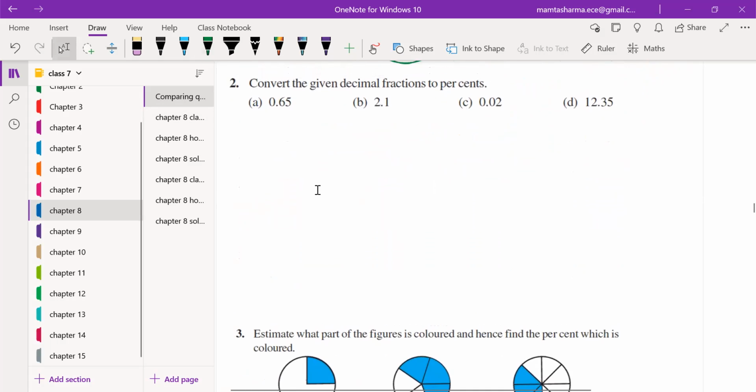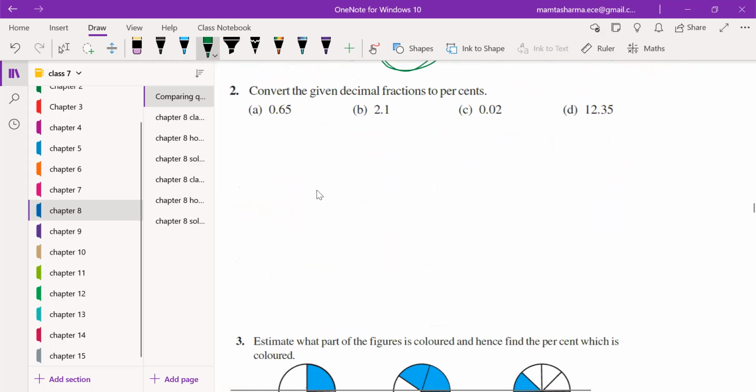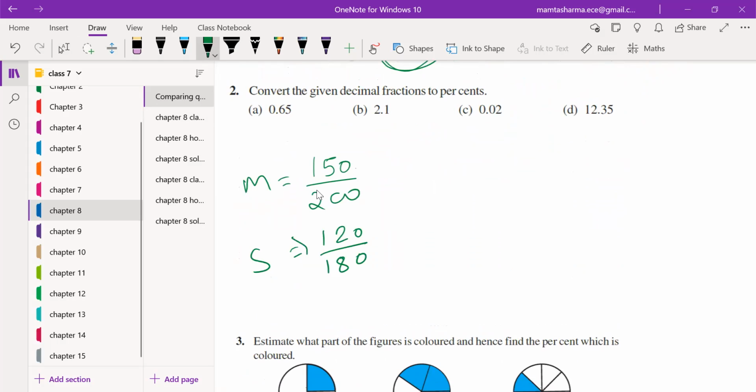Another question. A student got 150 marks out of 200 in maths and got 120 marks out of 180 in science. In which subject did the student perform better? That type of question we will do in the next class. Now see, in maths, the marks are 150 out of 200. In science, 120 marks out of 180. Now you can convert into percentage, just multiply with 100. Solve it and see which one is more.